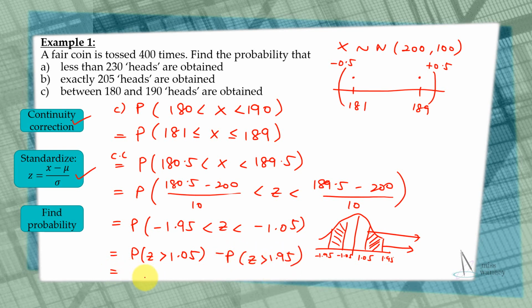So substitute the values inside. We're going to get 0.1469 minus 0.0256, and the answer for this one is 0.1213.